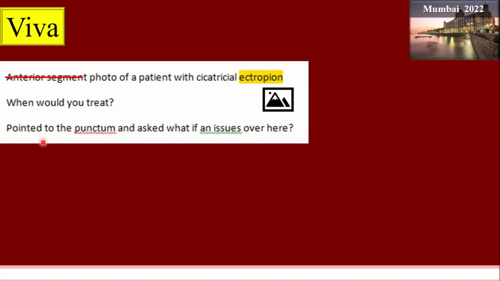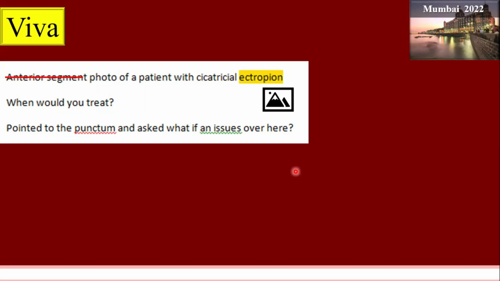So stay with me. In continuation to this experience, the examiner pointed to the punctum and asked if there is an issue over there. There might be, ma'am, medial ectropion that might lead to the everted inner punctum. Okay, so this is one possibility. Is there another possibility? Punctum stenosis. Yeah, stenosis. So we have something called secondary punctum stenosis. Whenever we have ectropion, one of the secondary changes is stenosis of the punctum.